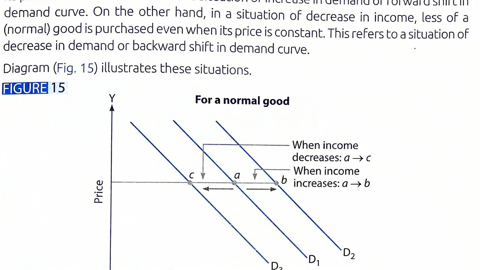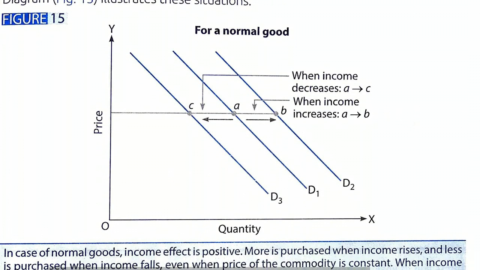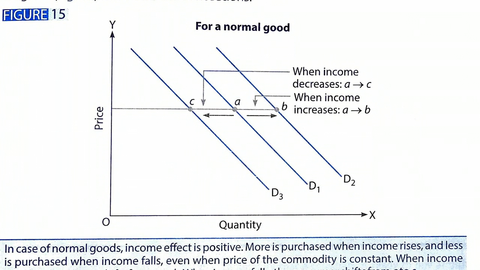So like this, we will have a shift in demand curve due to increase in income, and you can see the demand shift from A to B, that means increase, when there is increasing income, and the demand shift from A to C, left side, that means decrease, when there is decrease in income. It is in case of a normal good.